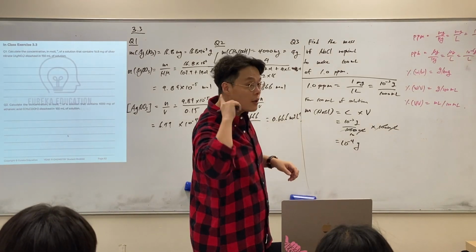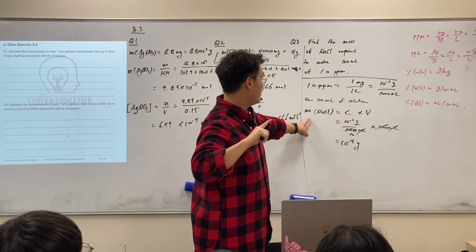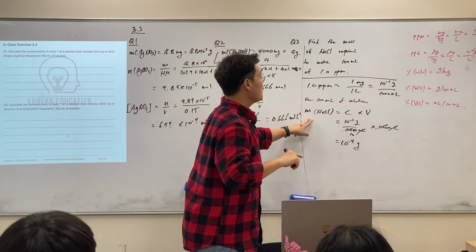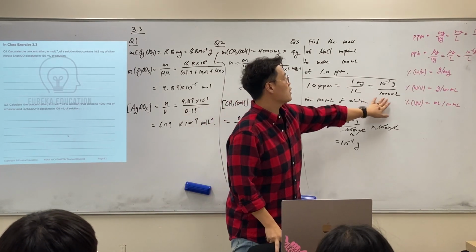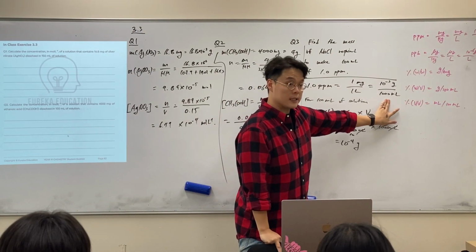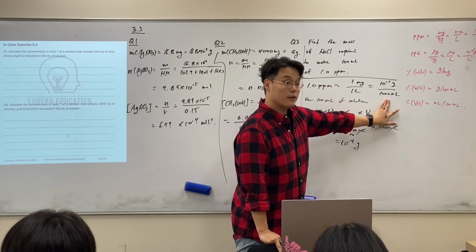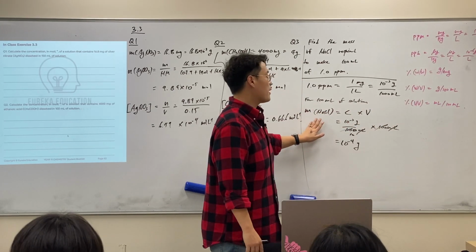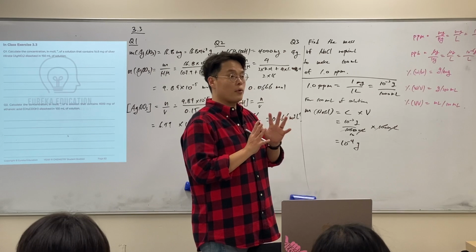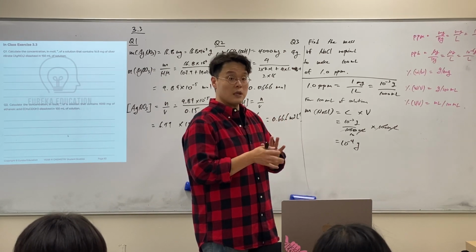Pardon? I can't hear. Why is it n? Okay, because we're looking for the mass of that, and we're only given the concentration in units of grams per liter. Does it make sense? Okay, it's not a part of a formula that you try to memorize in terms of n equals CV here.